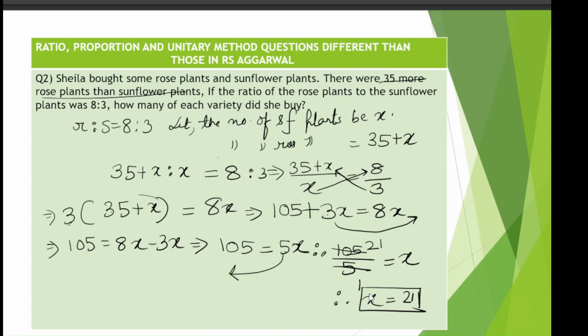Okay. If x value is 21, then total number of sunflower plants is equal to 21. Then what will be the value of rose plants? Rose plants will be 21 plus 35, which is 5 plus 1 is 6, and 56. Okay, these many sunflower plants and this many rose plants are there. Okay, so let's move to the next question.